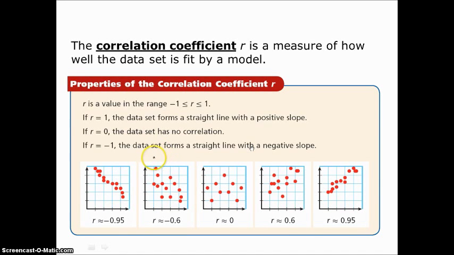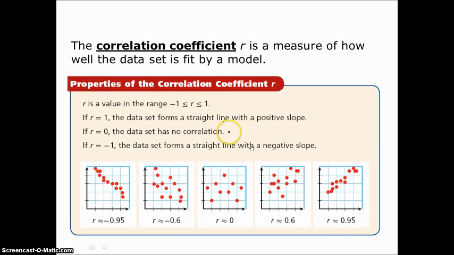Another thing that I would like to talk about is the correlation coefficient R, and it's a measure of how well the data fits this linear model. And there are properties with this correlation coefficient. It's a number between -1 and 1. And if R equals 1, it means that the data set forms a straight line with a positive slope.